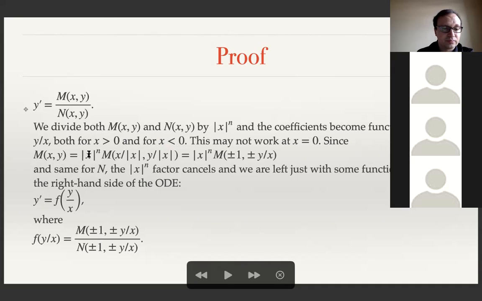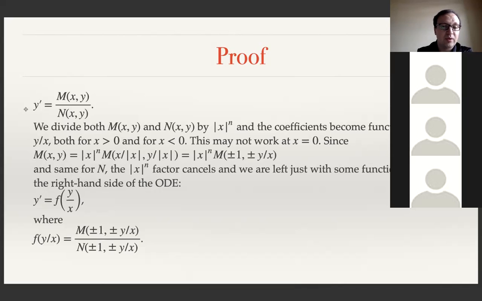So here, suppose that we factor out absolute value of x to the n, then by the definition of a homogeneous function, m of x and y is equal to absolute value of x to the n times m of x divided by absolute value of x and y divided by the absolute value of x.